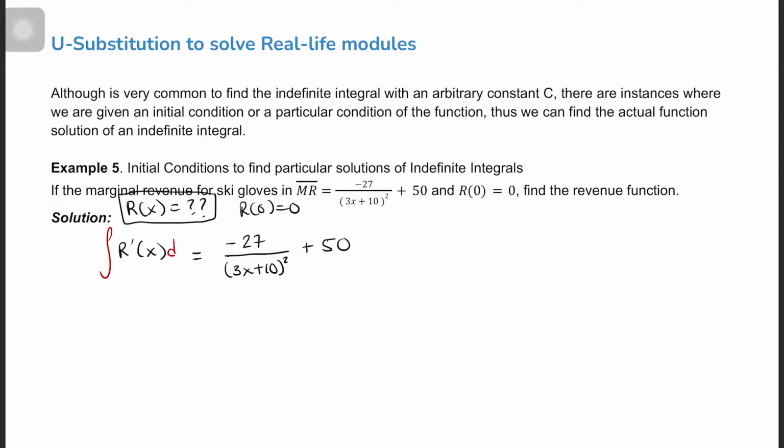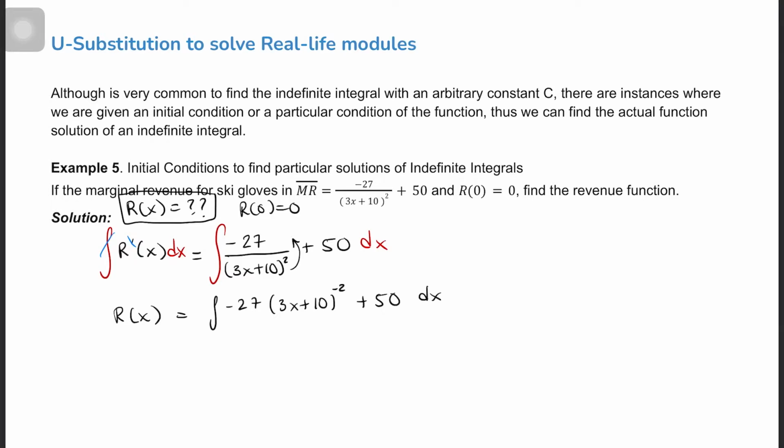Take the antiderivative on the left, take the antiderivative on the right. Whatever we do on the left side, do it to the right side. This is going to give us R of x because those will cancel each other out, right? So we're left with the antiderivative of this. For this moment, I'm going to go ahead and move this to the numerator, which will help us save some steps here. And then plus 50 dx, right? All right, so we're finding the antiderivative of this.